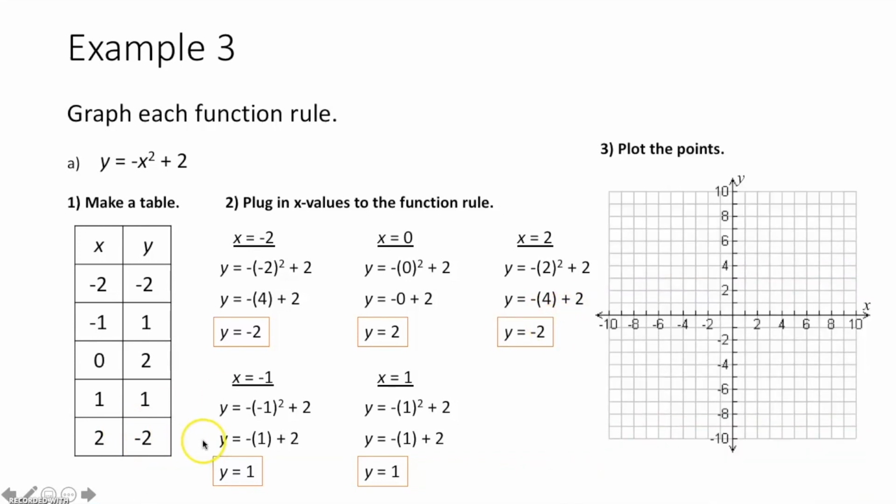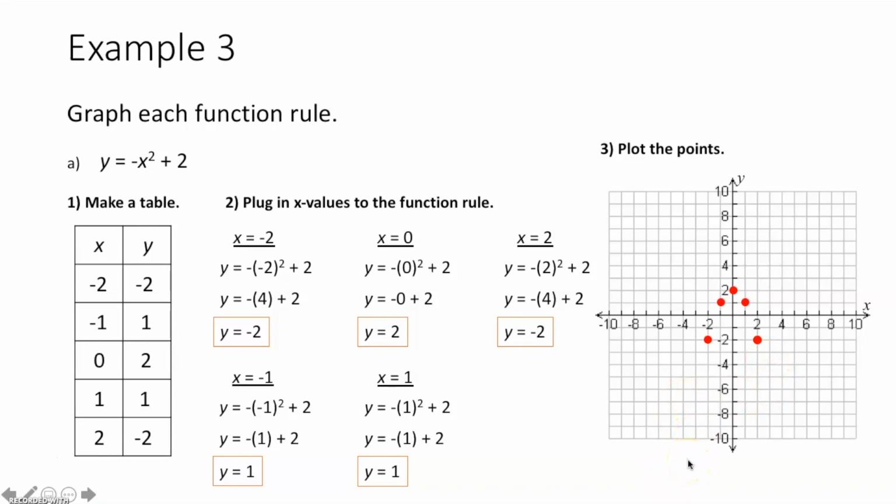Now you plot the points just like we usually do. So let's plot each of these points. -2, comma -2, I go over -2 on my x-axis, down 2 on my y-axis, put a point. -1, comma 1, I go over -1 on my x-axis, up 1 on my y-axis, put a point. 0, comma 2, I go over 0 on my x-axis, up 2 on my y-axis, put a point. 1, comma 1, I go over 1 on my x-axis, up 1 on my y-axis, put a point. And then 2, comma -2, I go over 2 on my x-axis, down 2 on my y-axis, put a point.